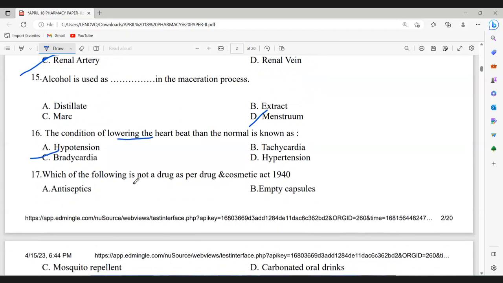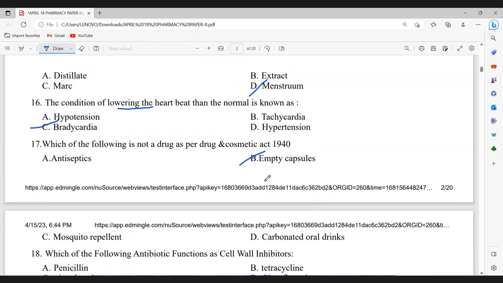And 17th, which of the following is not true? Not a drug as per Drug and Cosmetic Act. Empty capsules are not drugs. Empty capsules versus drugs: do we use them for treatment? Only if there is some drug in the capsules will there be any activity. So option B is correct.